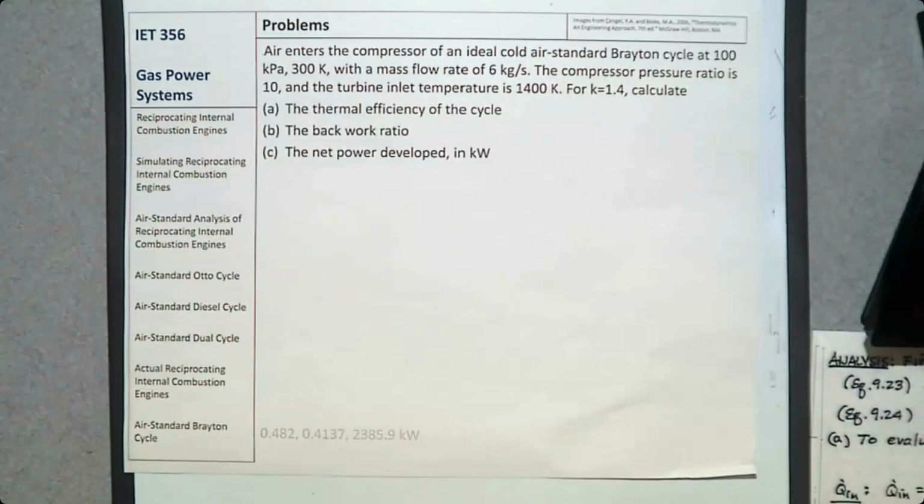Okay, so let's solve a problem. This is the last slide. So within the next 10 minutes, we can go home, or we can discuss the final exam, okay?